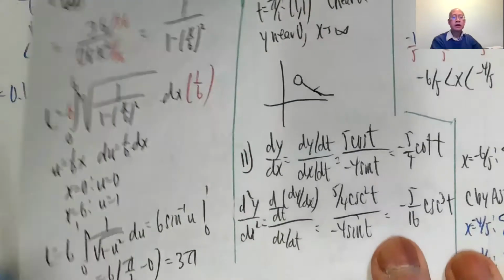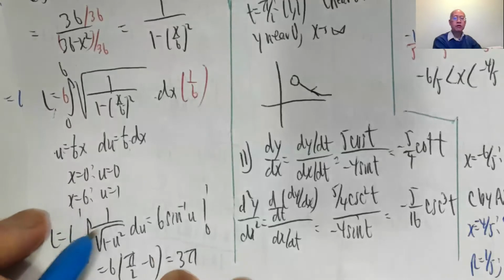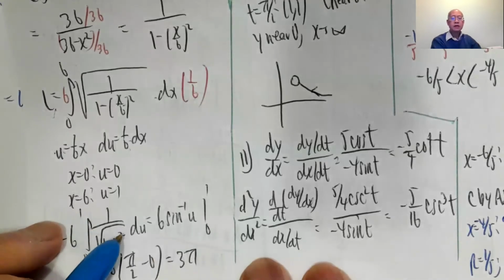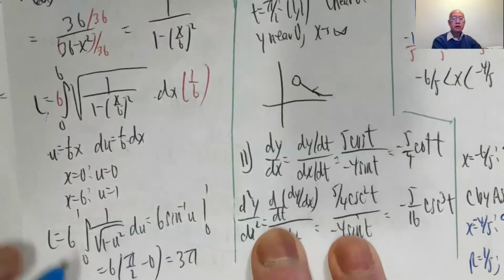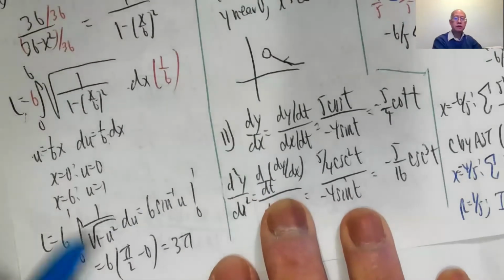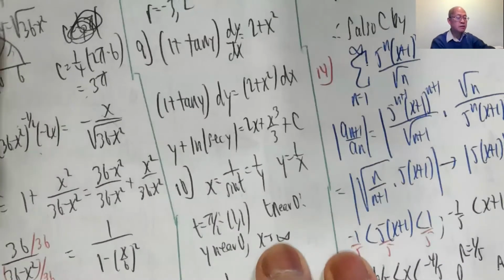So my new integral, the length, is 6 times the integral from 0 to 1 of 1 over radical 1 minus u squared du. That's 6 times arc sine of u from 0 to 1. Inverse sine of 1 is pi over 2. Inverse sine of 0 is 0. So 3 pi. So we get the same answer as the other situation.